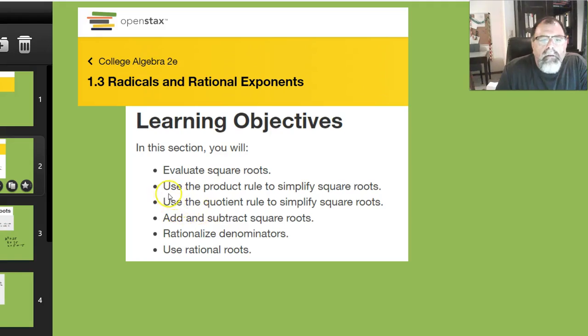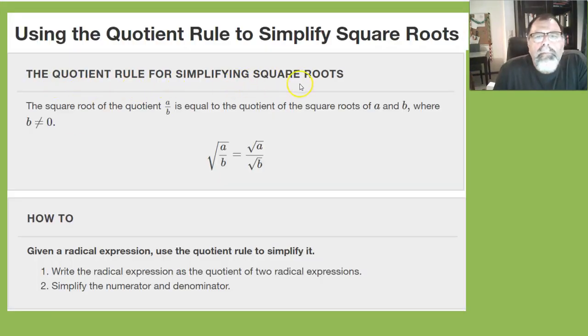All right, the next learning objective, use the product rule to simplify. Oh, we just did that one. We're going to the next one. Use the quotient rule to simplify square roots. The quotient rule for simplifying square roots: the square root of the quotient a over b, so that's the quotient of a and b, is equal to the quotient of the square roots of a and b. So it's the quotient of the square root of a and the square root of b. Now we're not allowed to have 0 in the denominator of a fraction because anything divided by 0 is undefined, it's not a real number.